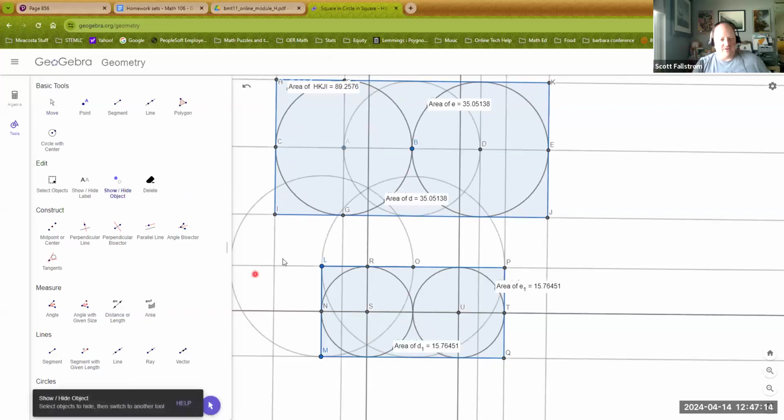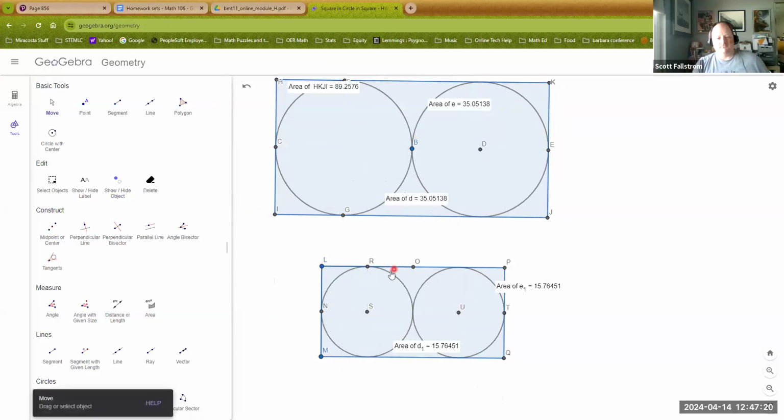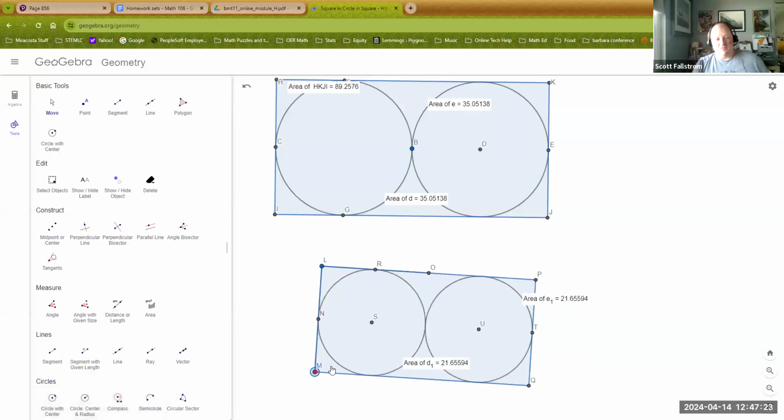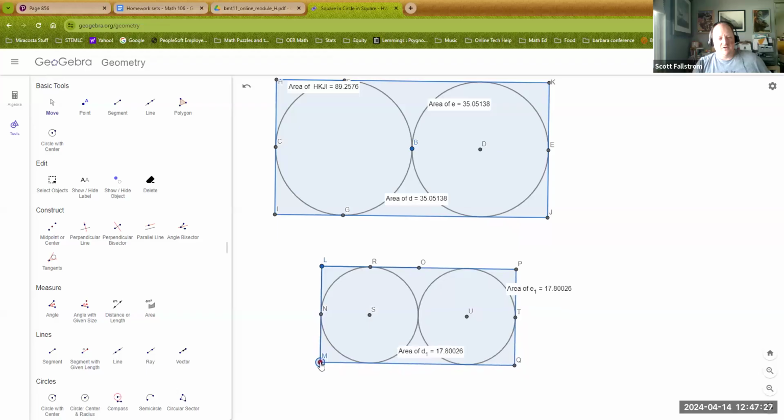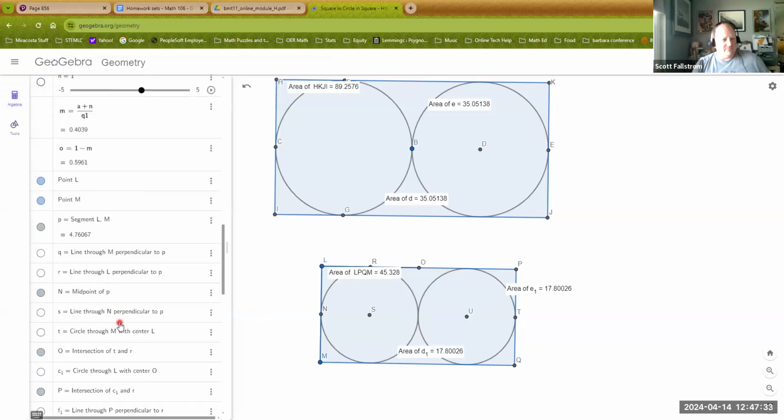Oh, and I gotta hide my other objects. There we go. And this one, I can move the endpoints. And so maybe that feels a little bit more natural to move those endpoints around. Okay, let's get the area of my polygon. There we go. And we'll go back to the tool and kind of see what we get now.